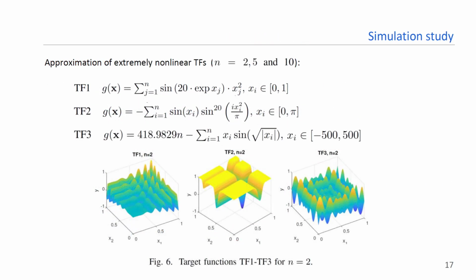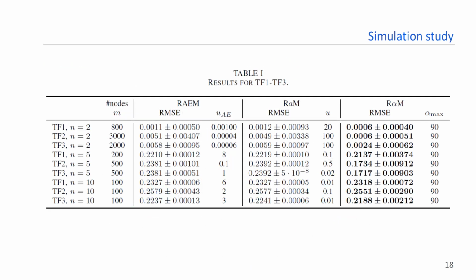To demonstrate the fitting properties of randomized autoencoder-based learning, we report some simulation results over several regression problems. They include an approximation of extremely nonlinear target functions, as you can see on this slide. We consider these functions with 2, 5, and 10 arguments. We use our proposed modified version of the autoencoder. For comparison, we use RAM and Rα-M. As can be seen from this table, Rα-M demonstrates the highest fitting accuracy for all target functions. Results for the randomized autoencoder and RAM are similar.